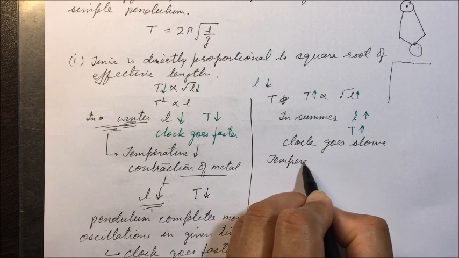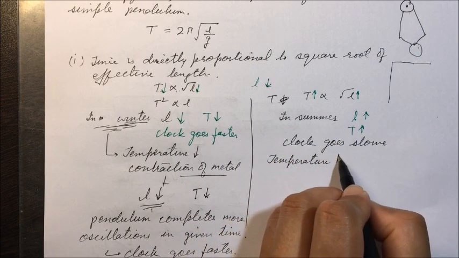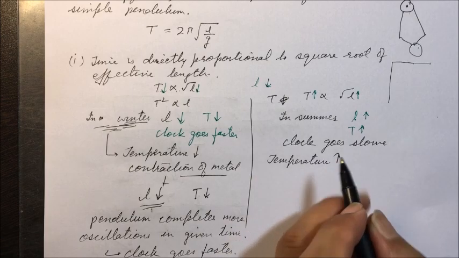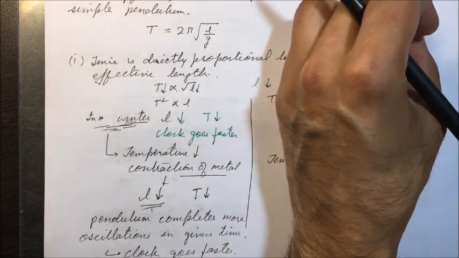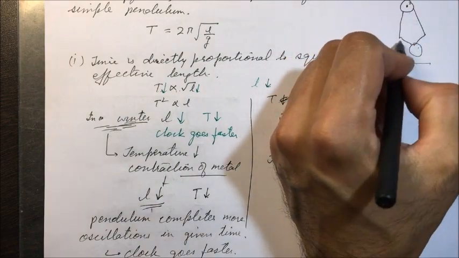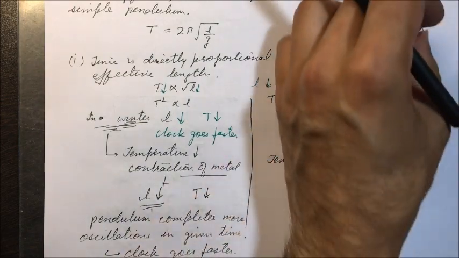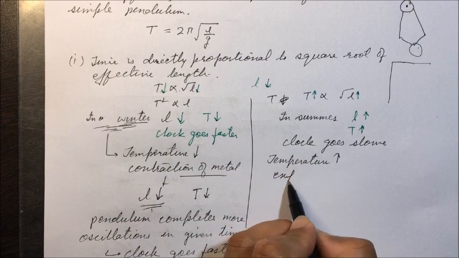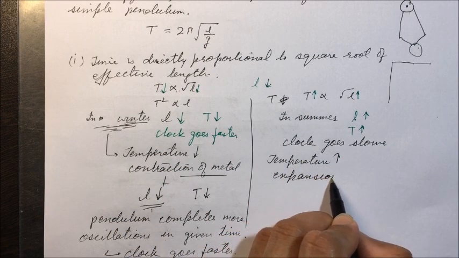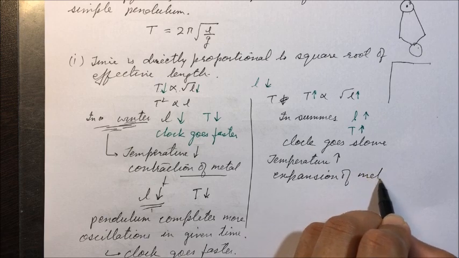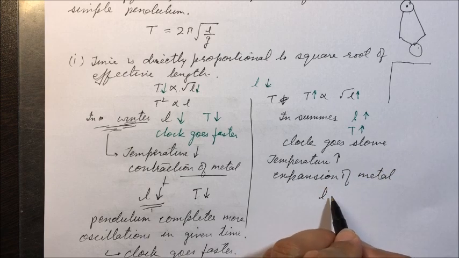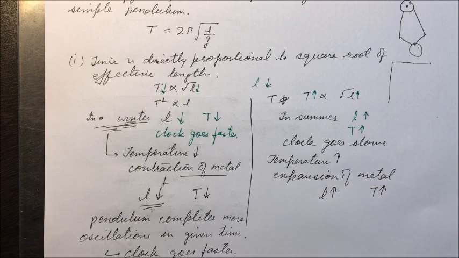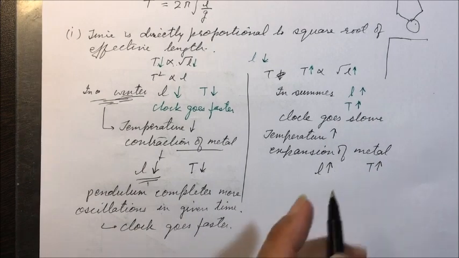Temperature increases. As the temperature increases, expansion takes place. Expansion of the compound pendulum takes place. The metal expands. Because of this, the effective length increases. As the effective length increases, the time period increases. Now what will happen?